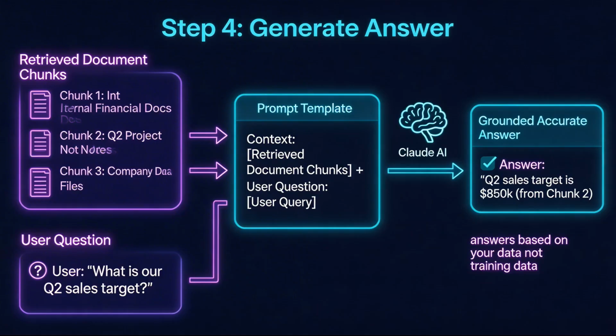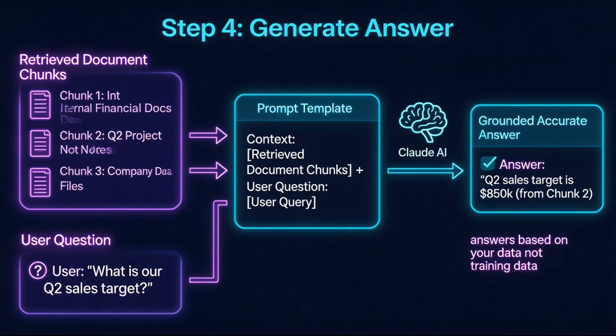Step 4. Generate the answer. We take the retrieved chunks, combine them with the user's question in a prompt template, and send everything to Claude. The prompt tells Claude to answer based only on the provided context. This is the key constraint. The model generates from your data, not from its training.